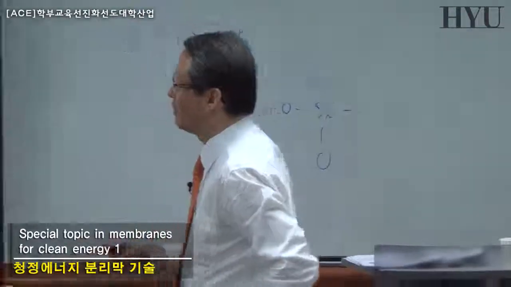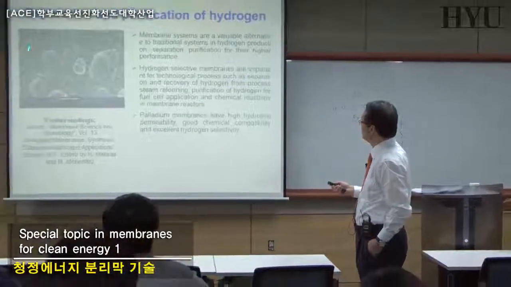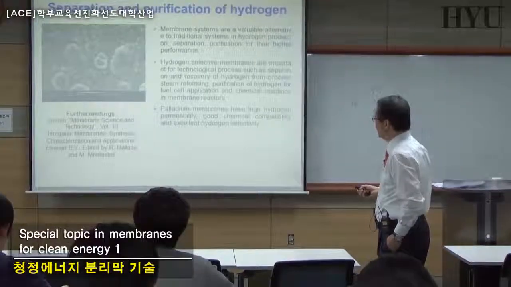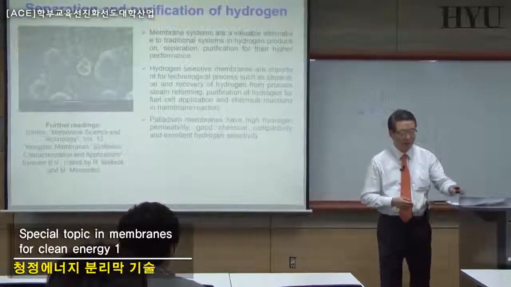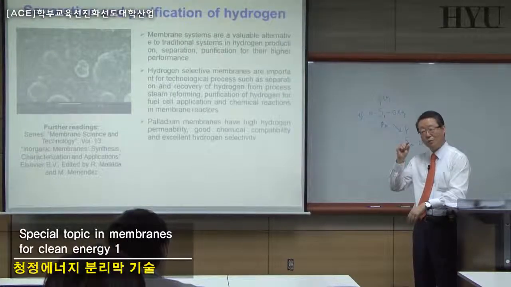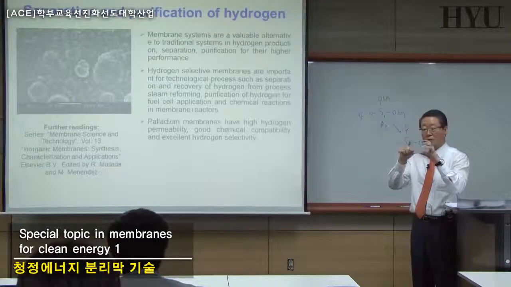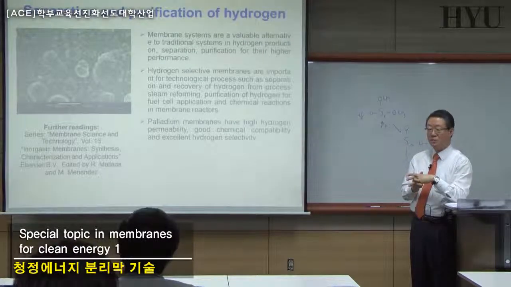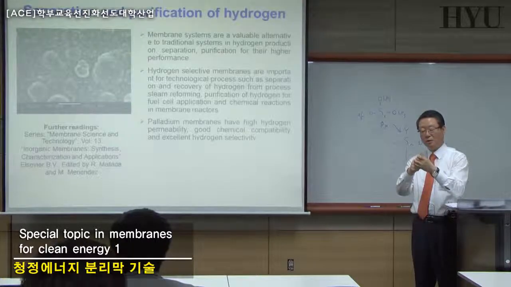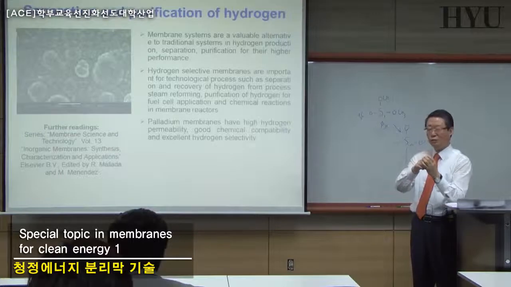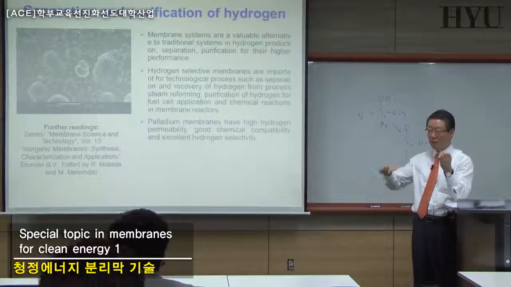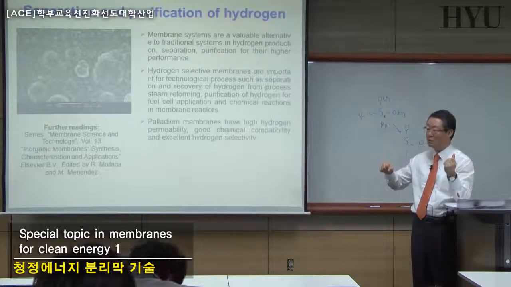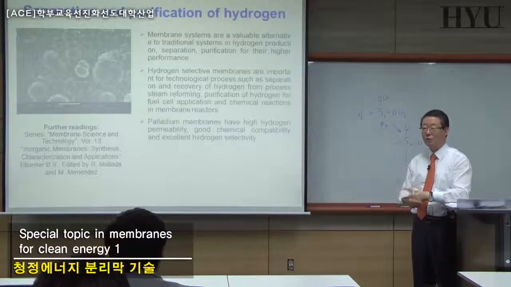This is an example of the membrane system. The palladium membrane has a very high hydrogen permeability, but the issue is how thin you can make your membrane on top of your support. In some cases you can coat your palladium or palladium alloy on top of inorganic gamma alumina, or on metals like stainless steel, porous steel, and so on. And of course, it will be very expensive.